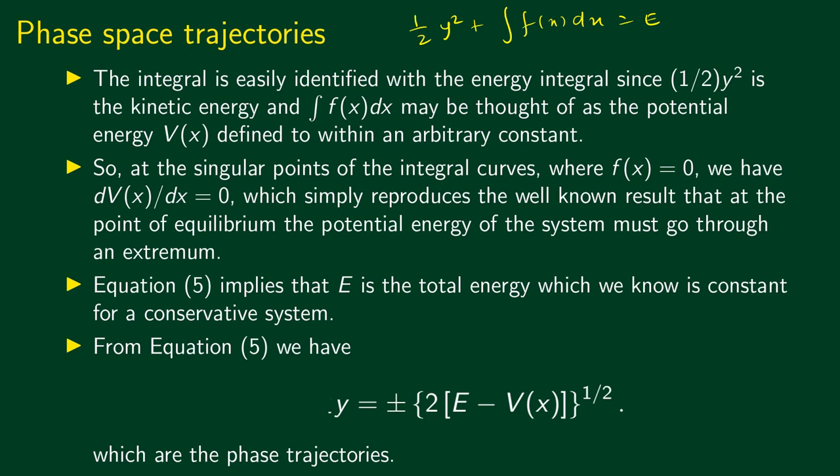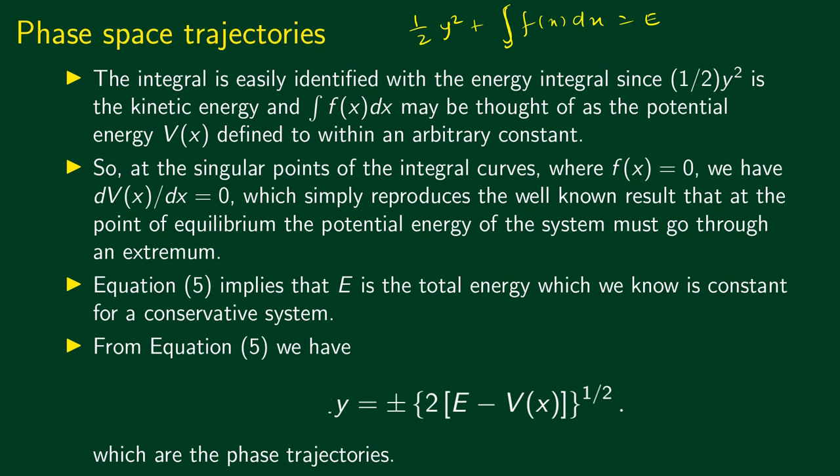We know that it's the kinetic energy. We are not worried about exactly the mass, but only interested in the qualitative behavior. So half y square is like the kinetic energy, or you can think of it as the kinetic energy per unit mass, or as a system with a unit mass. Because we are interested in the qualitative behavior, anyway, this is the kinetic energy.